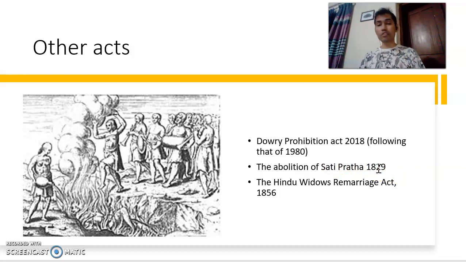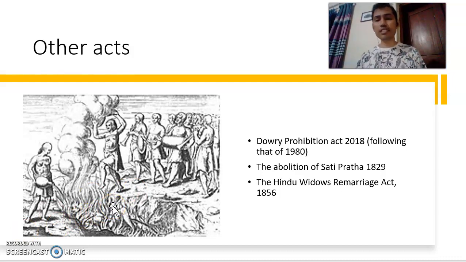Another example, I'm talking about 1829, 200 years ago, there was a very dynamic act. It's called the abolition of Sati Protha. What was the Sati Protha? As you can see in the picture, when a husband died, the widow, the wife of the dead husband, should go to the Chita so that they can go to heaven.